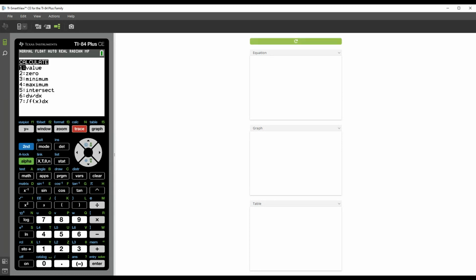And I'm sure you can see it. You want to go down to number 2, zero. So the reason it asks for a left bound and a right bound is because there's 3 of them. It's kind of saying, well, which one are you trying to get? So I look at this and I say, oh, I'm trying to get the one between -2 and -1. So I type -2. Now do not use the subtract key or you'll get an error. Use the negative key. -2, enter, and -1, enter.